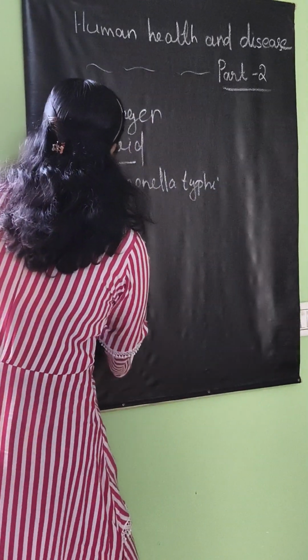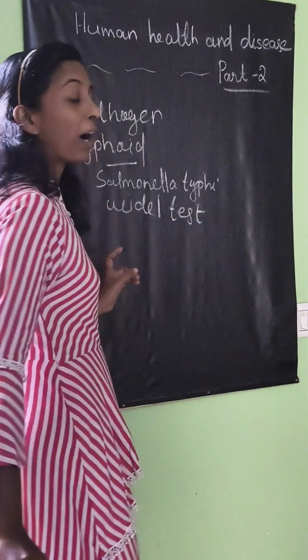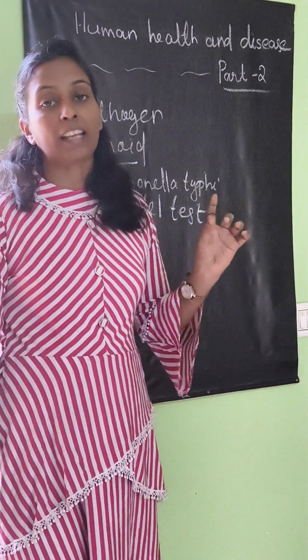For every disease you have to understand, first, the causative organism, second, the target organ, and third, the symptoms and how it is transmitted. Typhoid is transmitted through contaminated food and water. What is the diagnosis for typhoid? One of the tests is called the Widal test. The Widal test is used for typhoid.